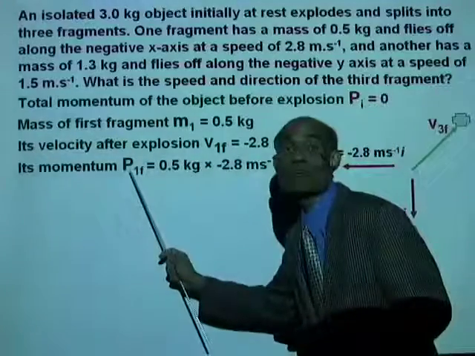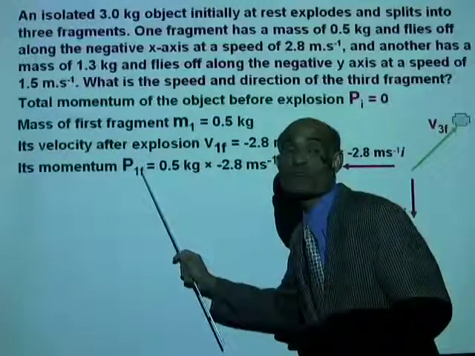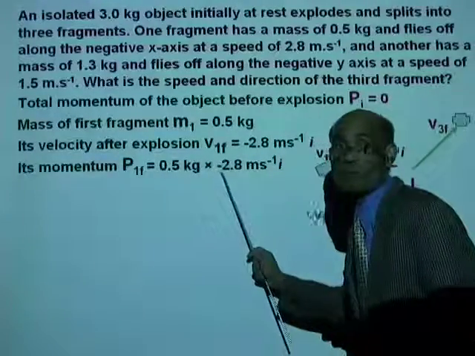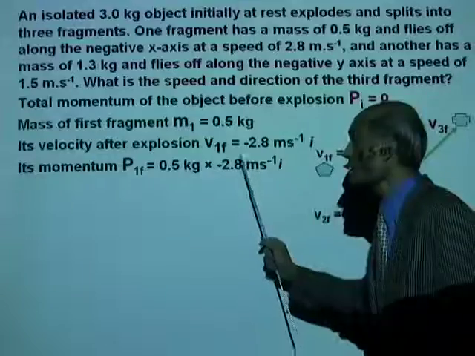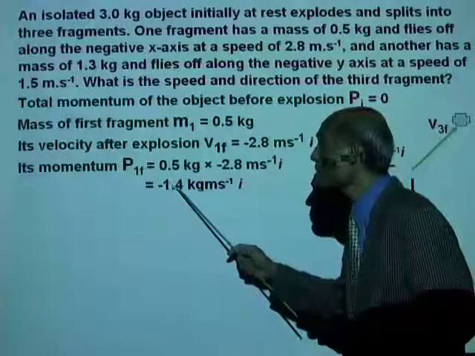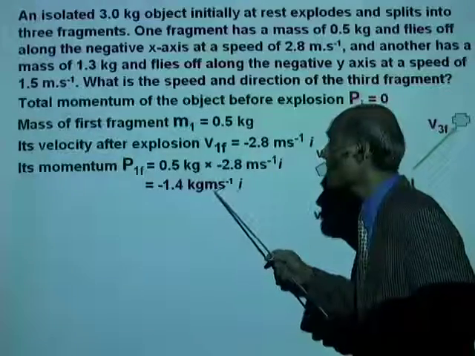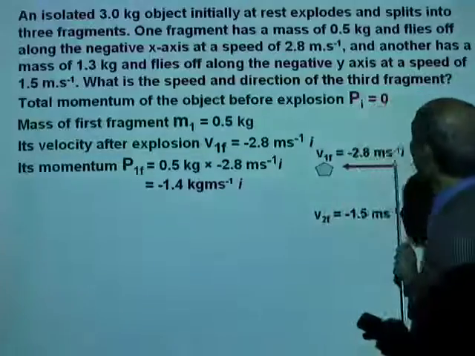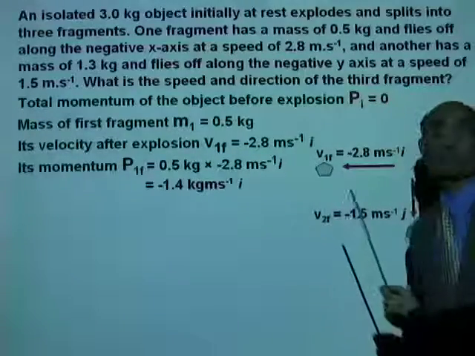Let's call it P1F, the final momentum of the first object. Its mass multiplied by its velocity. What's the direction? It's very important. That will be negative 1.4 kilogram meter per second i. This is the momentum of the first fragment after explosion.